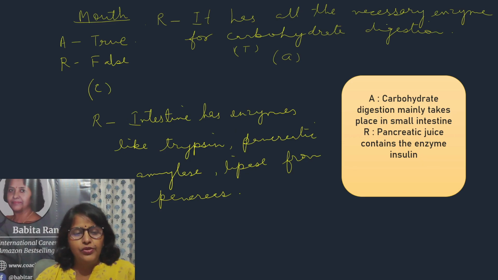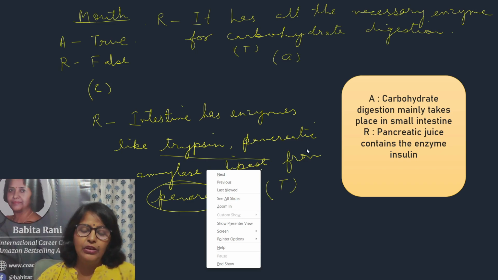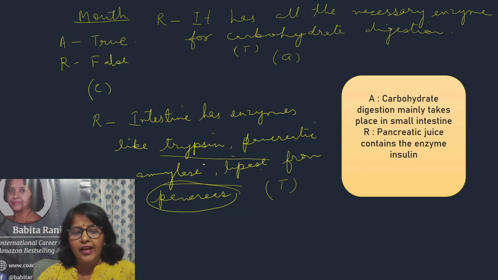This is true, A is true. Intestine has enzymes like trypsin, pancreatic amylase, lipase from pancreas. These all three enzymes are produced by pancreas. So intestine receives these enzymes from pancreas. This is also true. But carbohydrate digestion is not related with trypsin, neither is it related with lipase. So even though both the statements are correct, this reason is not the correct explanation of A. So the answer here will be B.